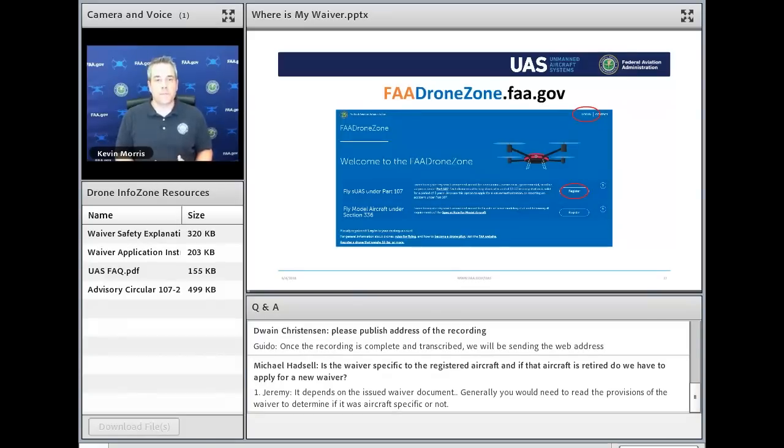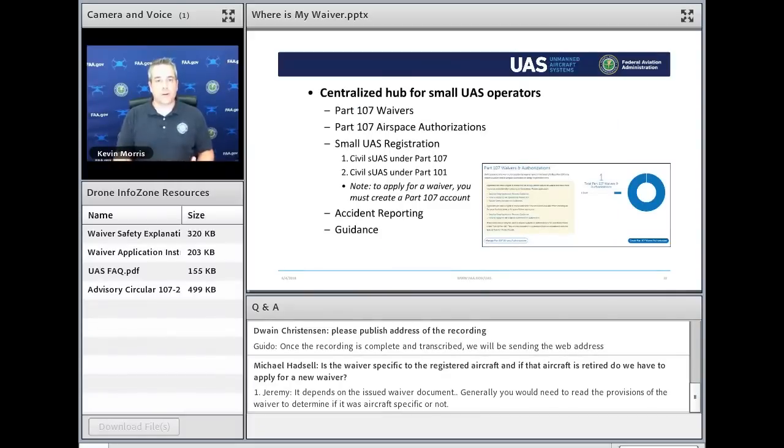As most of you know, waiver applications are submitted through one spot, and that is our FAA Drone Zone portal. And the website is right at the top there, faa dronezone.faa.gov. You're going to need to log in and have an account registered under Part 107 to apply for a waiver. What happens sometimes is folks will log in and register under Part 336 or Section 336, and then they will never see the waiver portion of our Drone Zone account. You need to register under Part 107 to see that waiver application portal. But once you register, you can come and start applying for your waiver.